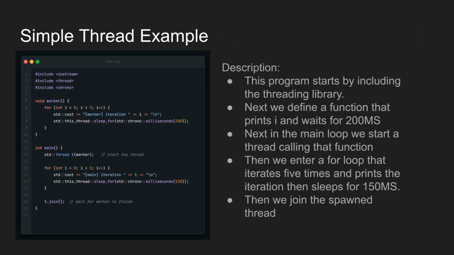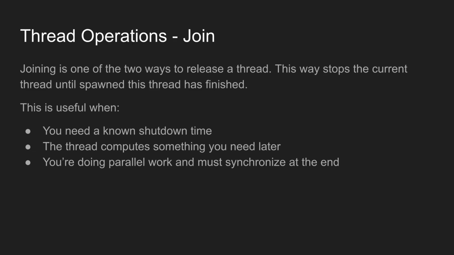It includes the thread and chrono libraries, defines a worker function, and then starts a thread in main. The main loop runs in parallel with the worker thread, and finally, we join the spawned thread. Joining is one of the two ways to release a thread. It stops the current thread until the spawned thread has completed its task.